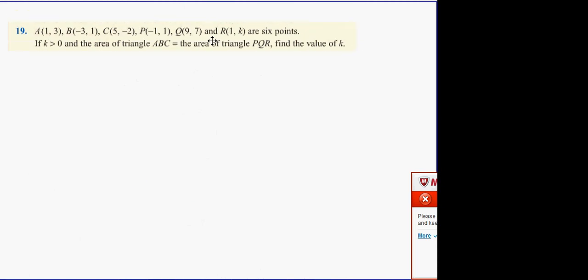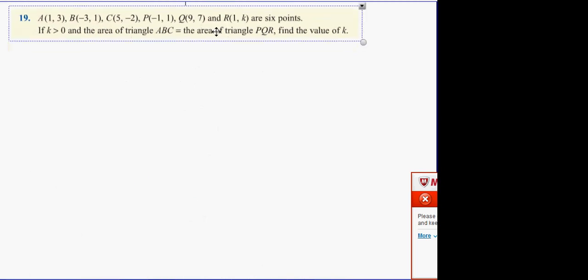Now, we're going to move on to the next question, which is going to be question 19. A bit harder. Now, for this one here, okay, A is (1, 3), B is (-3, 1), C is (5, -2), P is (-1, 1), Q is (-7, 0), R is (1, k), or 6 points. If k is greater than 0, and the area of the triangle ABC equals the area of the triangle PQR, find the value of k.